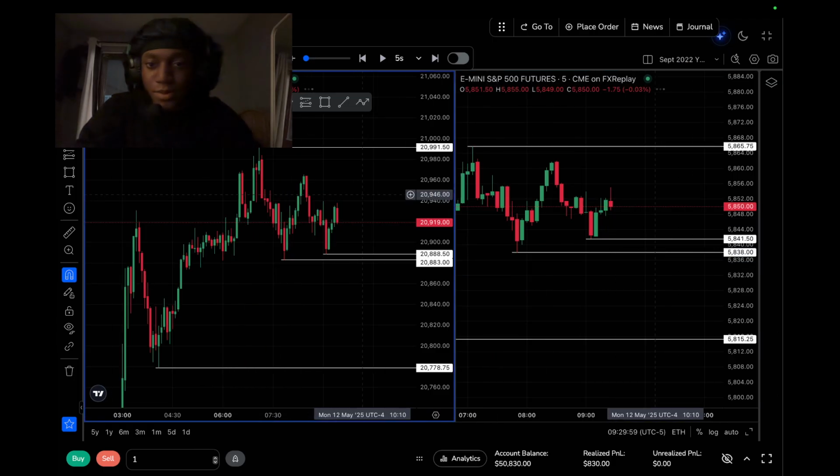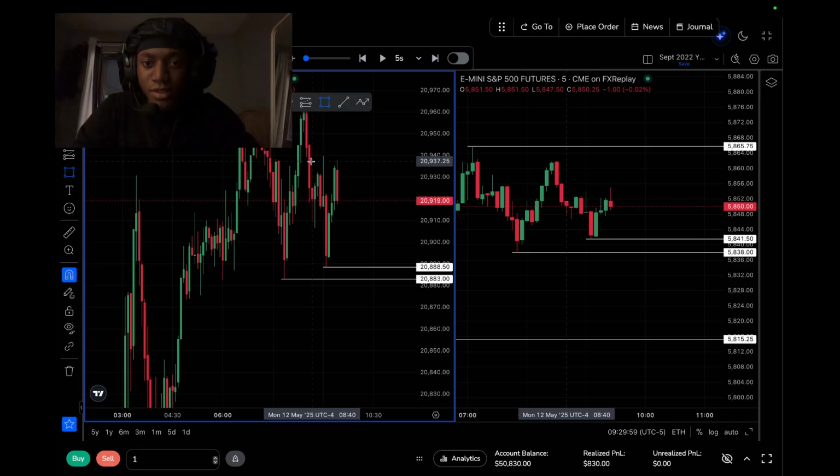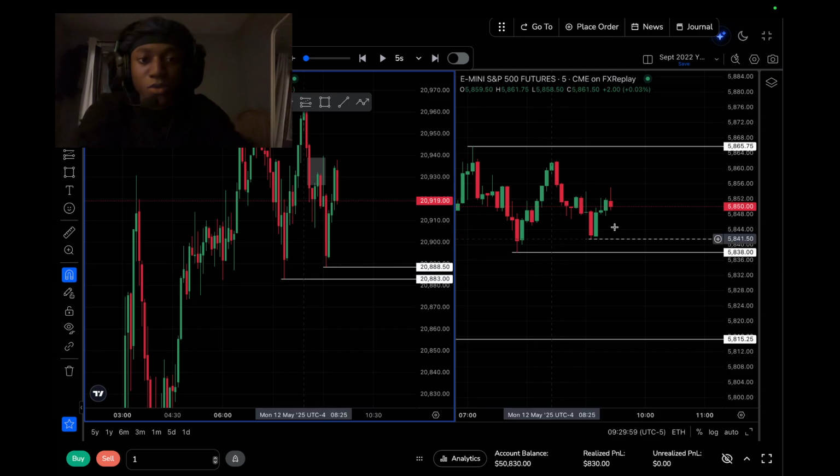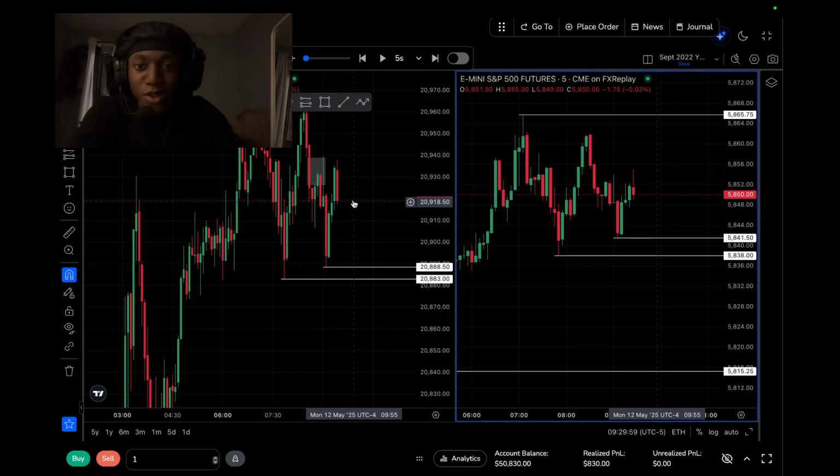And then 5 minute rebalanced into this SIBI here. We've had this displacement lower, and we have not had any internal forms of manipulation at these lows. So this move is unsponsored.